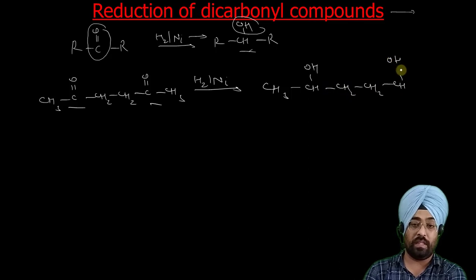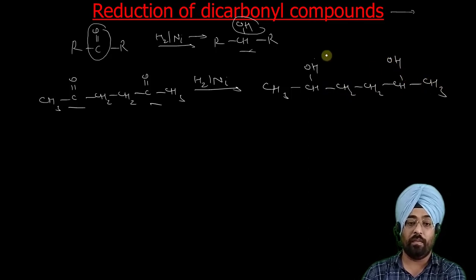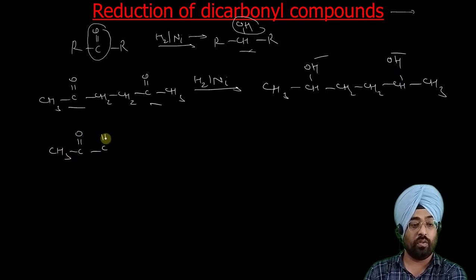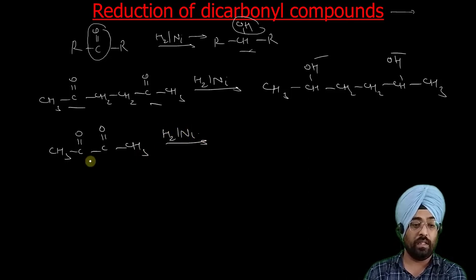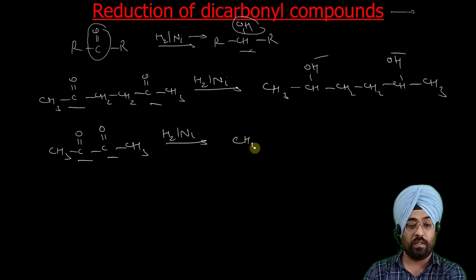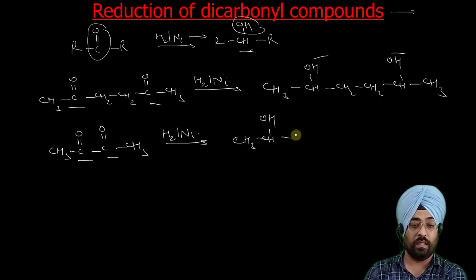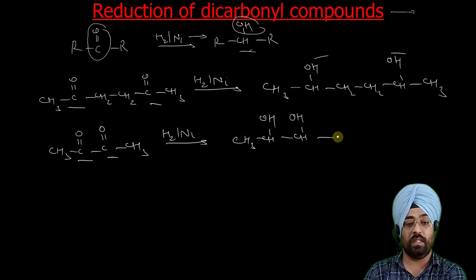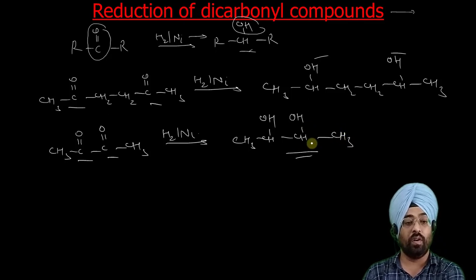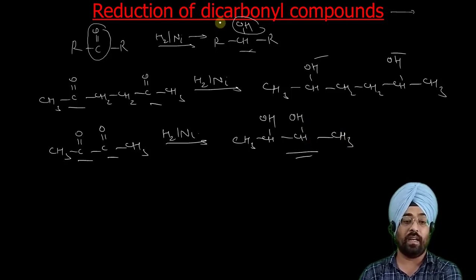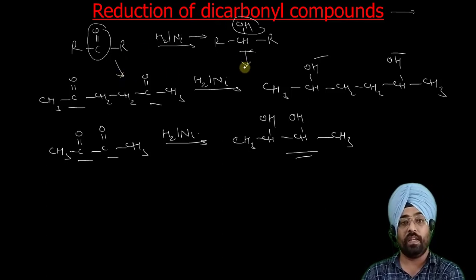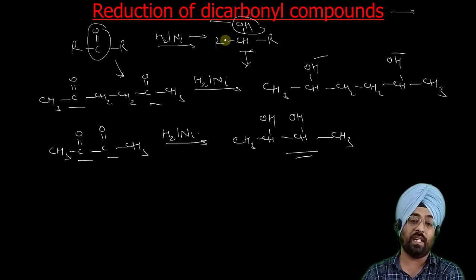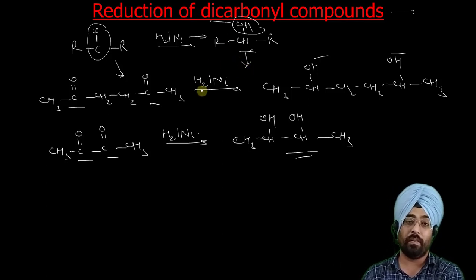So CH3CHOH-CHOHCH3. So you can see we have obtained a diol. Similarly, CH3-C=O-C=O-CH3 with hydrogen and nickel, these two bonds will be reduced, giving CH3CHOH-CHOHCH3. So that is how you can get a diol by reduction of a dicarbonyl compound, because carbonyl compounds upon reduction form alcohols. We need two alcohols, so that's why we have used a dicarbonyl compound. So that is how you can plan your synthesis.